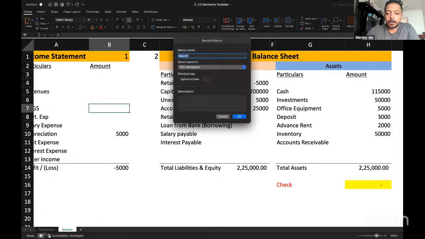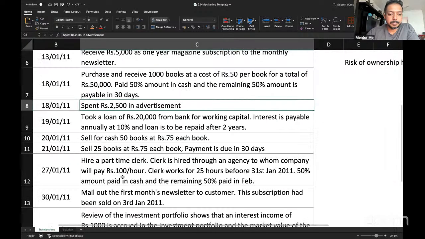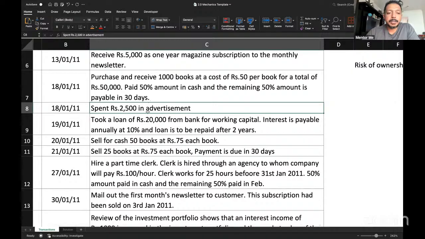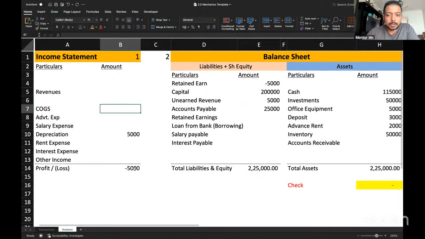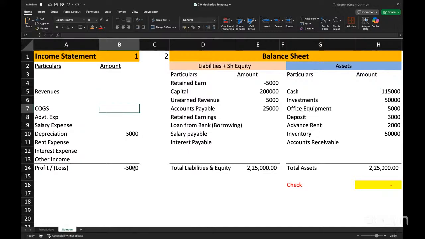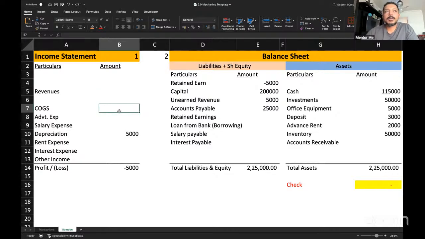Okay, so we've done the funding part of it. Accounts payable is done. Now, spent rupees 2,500 as an advertisement expense. So should I put it in the balance sheet or should I put it in the income statement? Income statement, because it is related to a specific period, right? So you might run Google ads, but for a certain period.